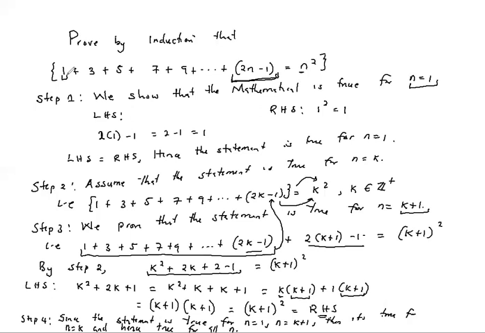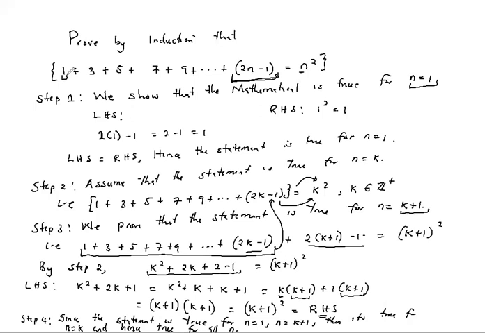So all you do is, where there's n, you take k, so that k remains in the set where n belongs. From there, you go to step 3, where now you prove that the statement is true for n is equal to k plus 1.